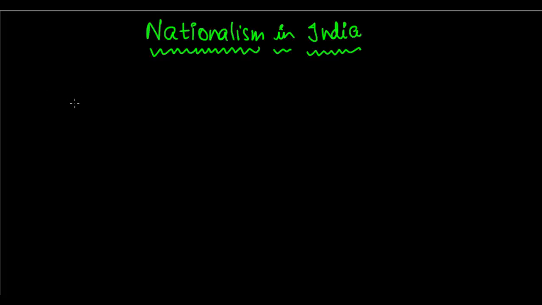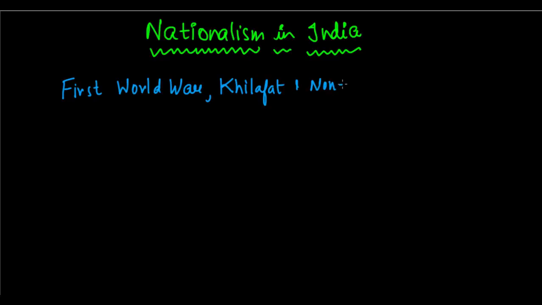So we're going to start with the first unit of this chapter, that is the First World War, Khilafat, and non-cooperation movement, or you can just say non-cooperation. Okay, so this is the name of the first unit of this chapter.